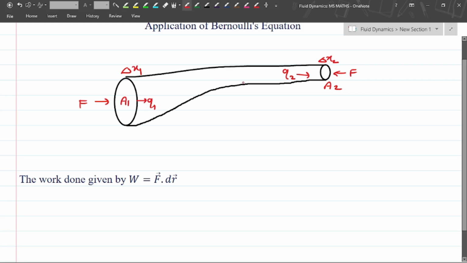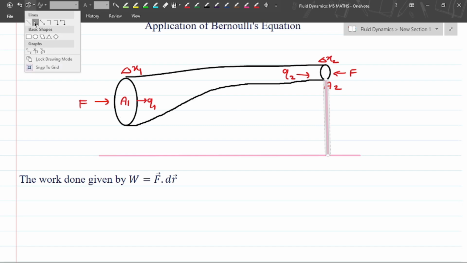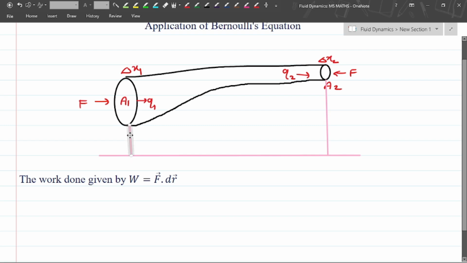Okay, so the height from the free surface, we can say, is our reference line or the head line. Basically this is our reference line. Then from this reference line we will take the height. So basically the height for this cross section is h2 and for this cross section is h1. Okay, so we will represent the heights as h1 and h2 from this reference line.